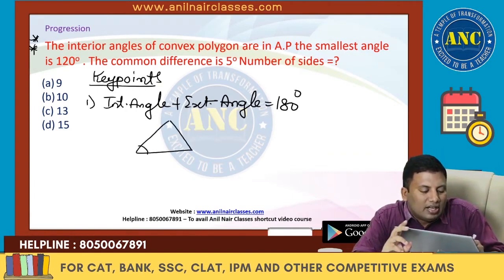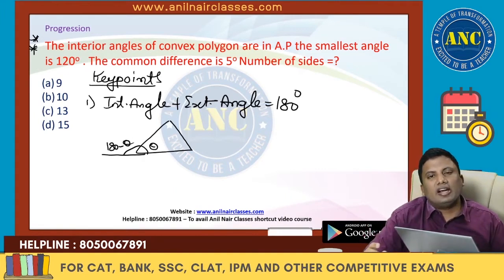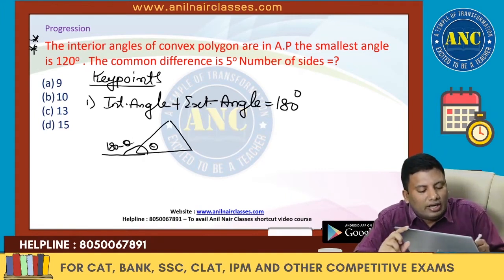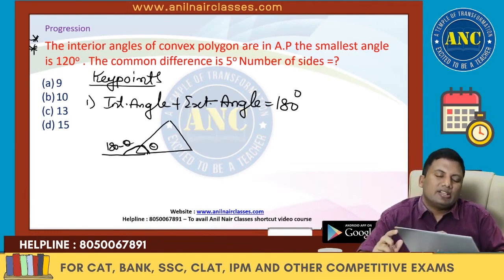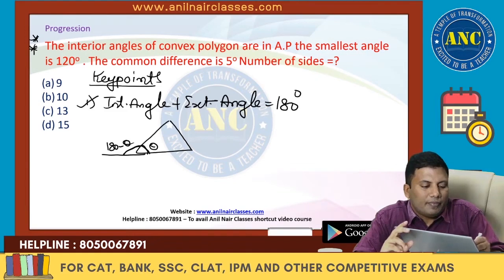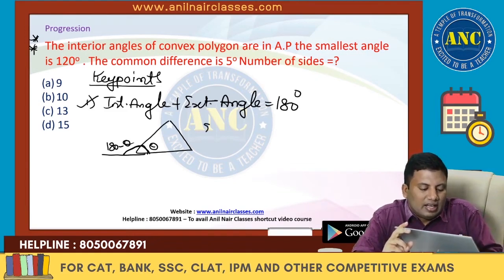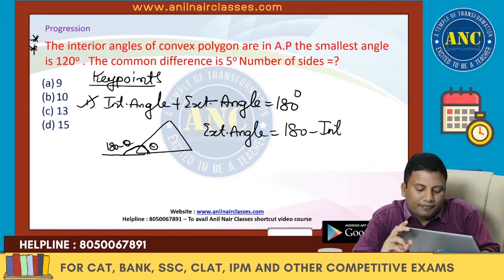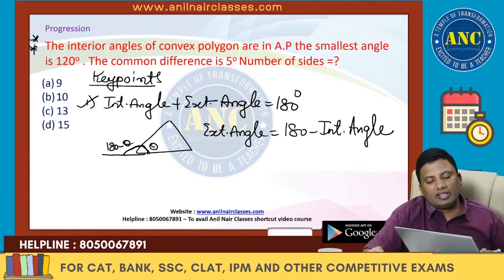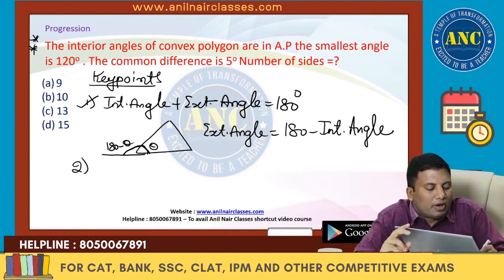Why is it? If theta is the interior angle, that is the exterior angle. Because it's a straight line, total angle is 180. So interior plus exterior is nothing but 180. First point, it is clear. Second point, exterior angle is nothing but 180 minus interior angle. Second key point, sum of all exterior angles.